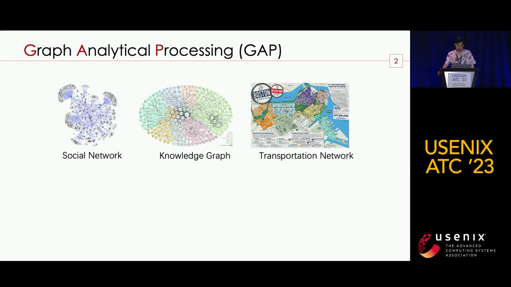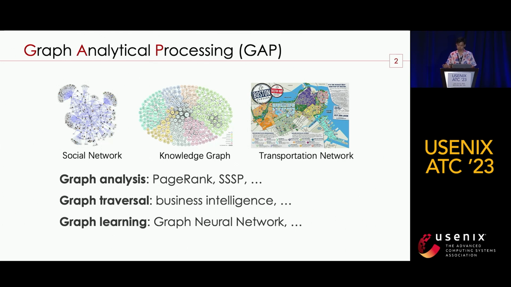GAP, short for graph analytical processing, is widely used in many different scenarios. For instance, social media networks use GAP algorithms like PageRank to better understand the relationships between users. And on the other hand, businesses tend to use graph traversal or graph neural networks to provide valuable recommendations.